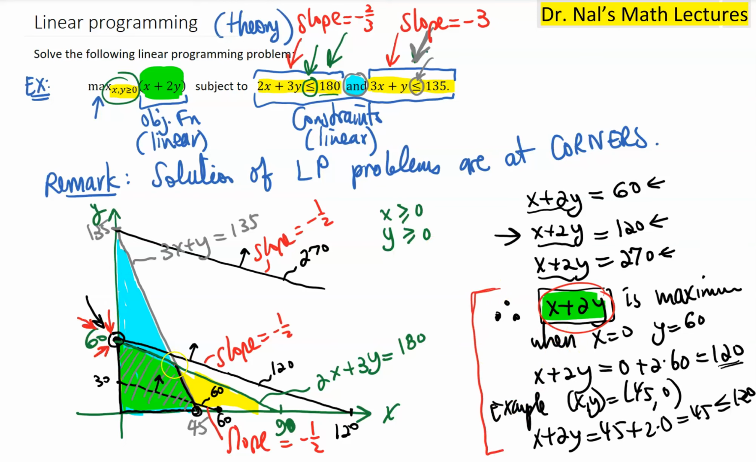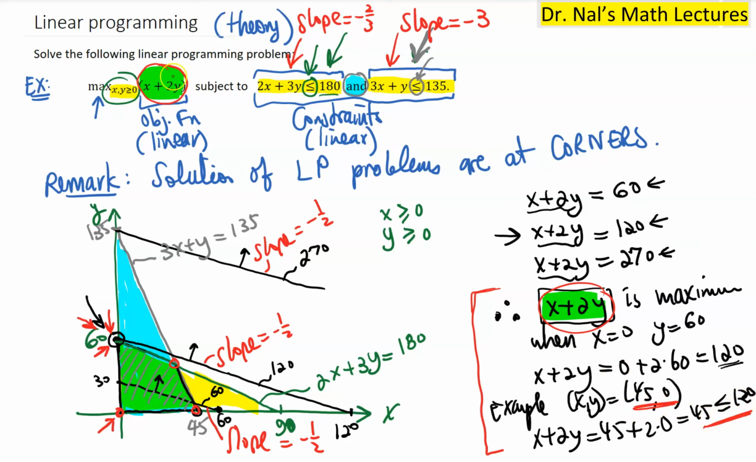But because there are in total 4 corners of that shape, 1, 2, 3, 4, we knew from the beginning that one of these 4 corners is the answer. So an alternative way to solve this problem without drawing the lines is just to evaluate the objective function at those 4 points. I think I already evaluated it at one of the points, and we clearly saw that 45 is less than or equal to 120. Let me just go ahead and evaluate it here as well.